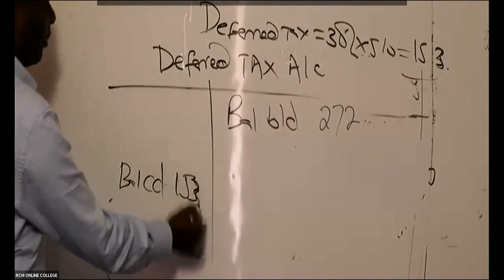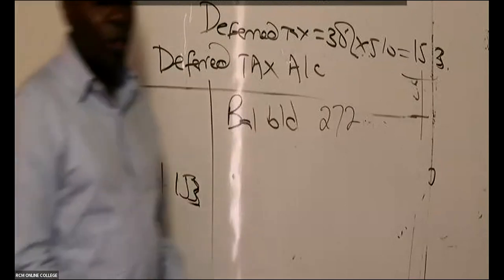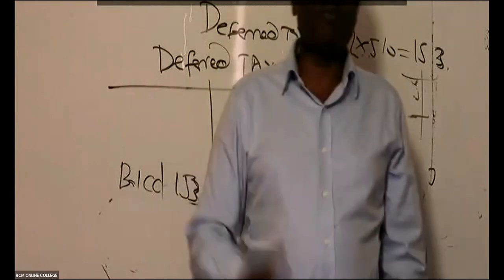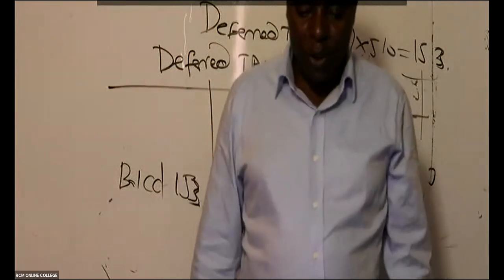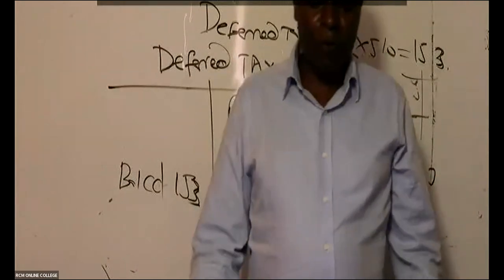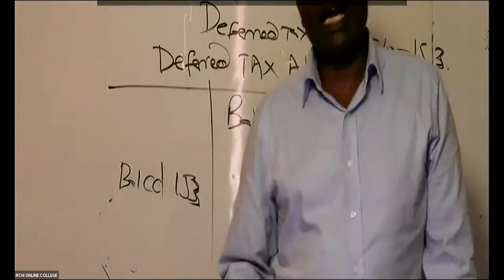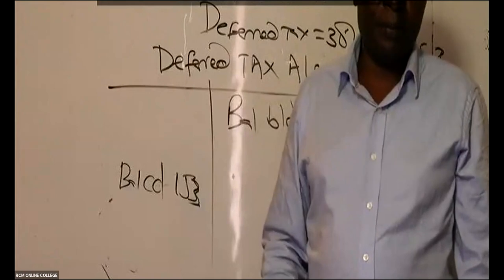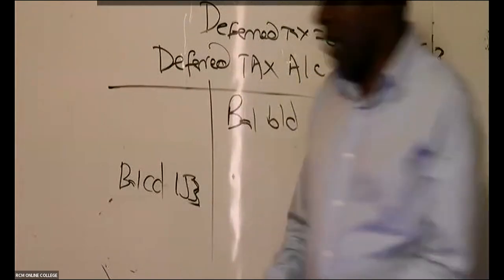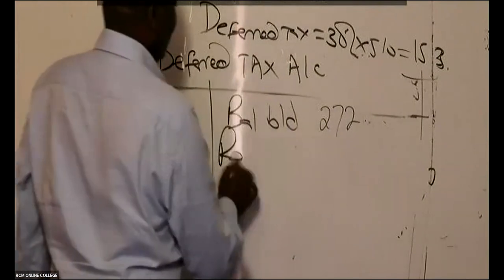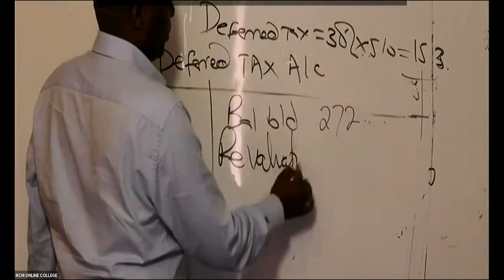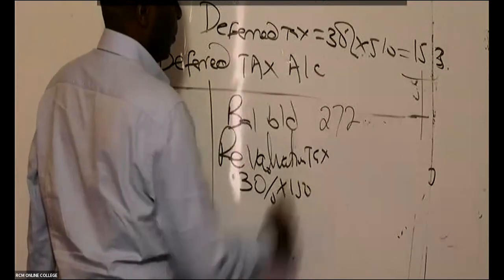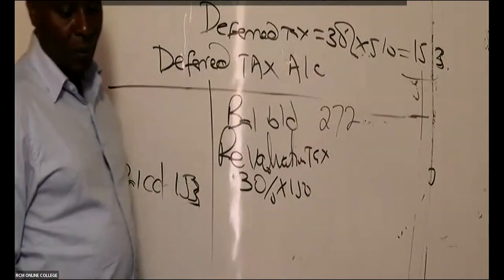But before you close the account, in this question, we have a revaluation. Do you remember the revaluation? What is the revaluation amount? There was a property, plant, and equipment that was revalued upwards. By how much? 150. It was an upward revaluation. So if it's an upward revaluation, then automatically that increases your tax liability. So in this case here, we have revaluation tax, 45.